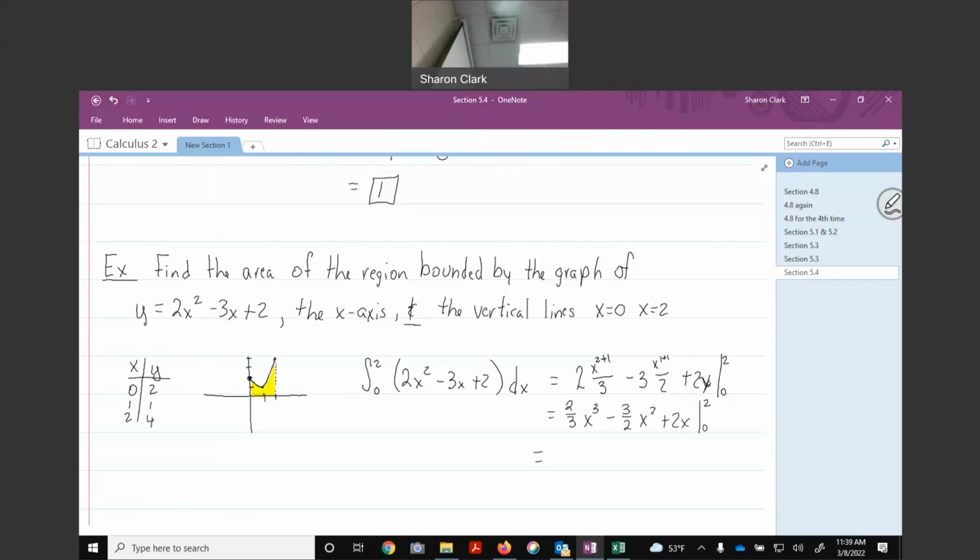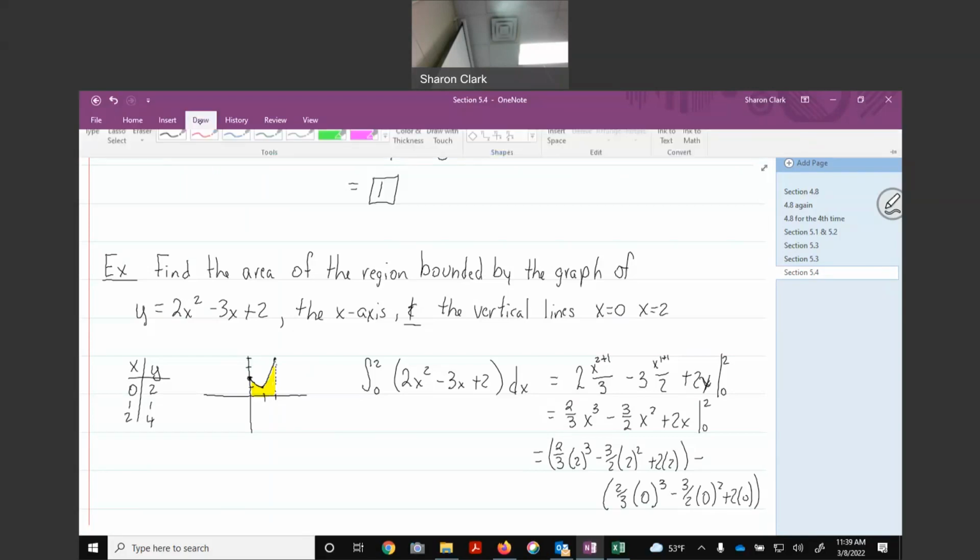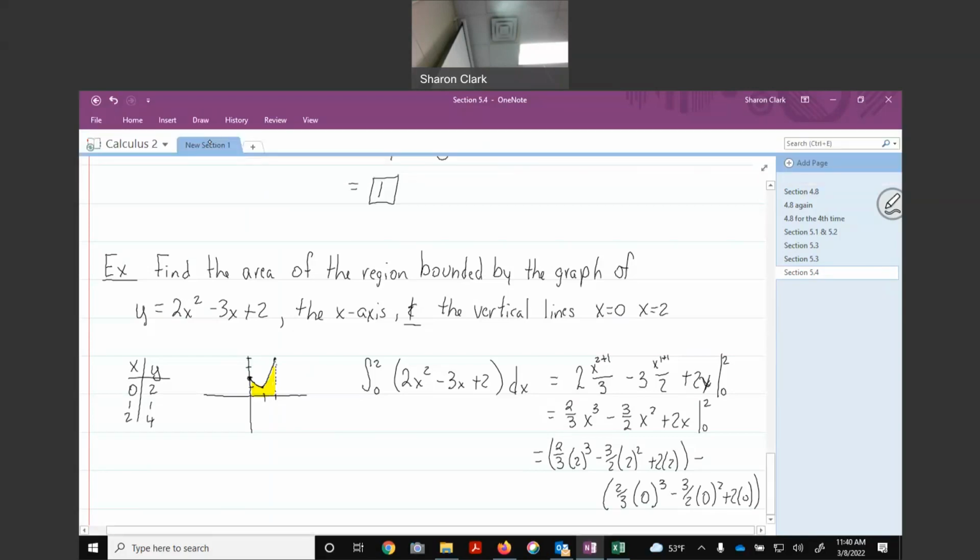We start with the upper bound: 2/3 times 2 cubed minus 3/2 times 2 squared plus 2 times 2, minus 2/3 times 0 cubed minus 3/2 times 0 squared plus 2 times 0, which this whole thing goes to 0.